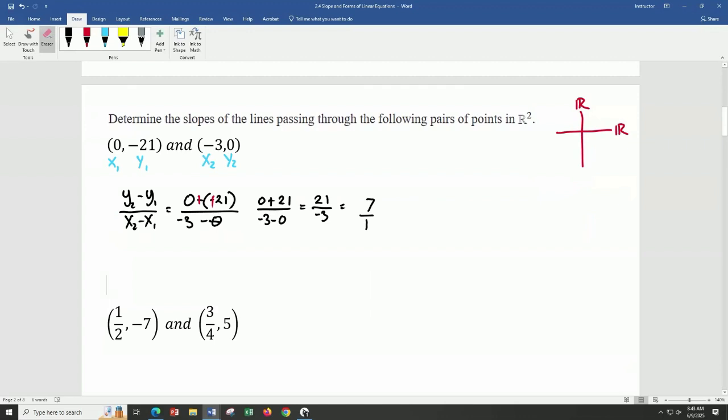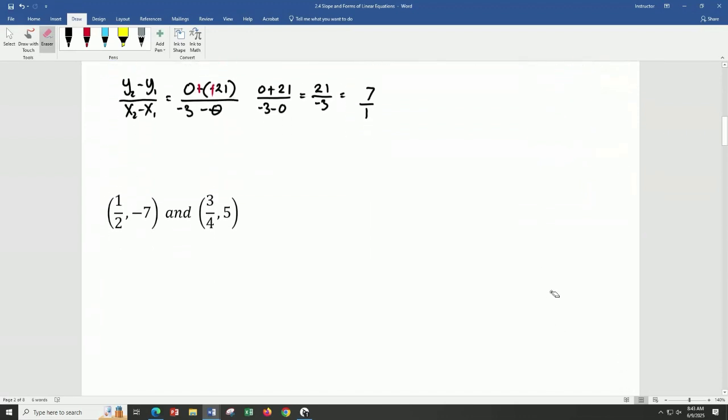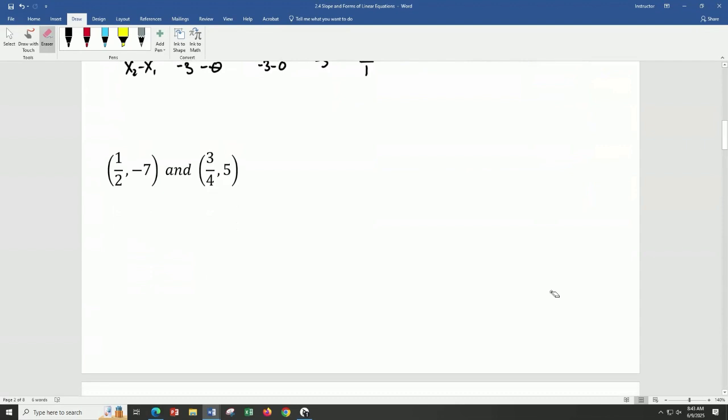Why don't you try to do the ugly one, and then I will play catch up with you. All we're doing is slope now. Remember y2 minus y1.